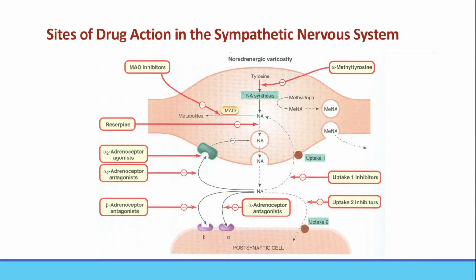In sympathetic system, drugs may influence synthesis, storage, release, reuptake, or receptor activation. This broad range of targets explains the diversity of sympathomimetic drugs and highlights that pharmacological control is not limited to receptor interaction alone. Both presynaptic and postsynaptic targets exist.